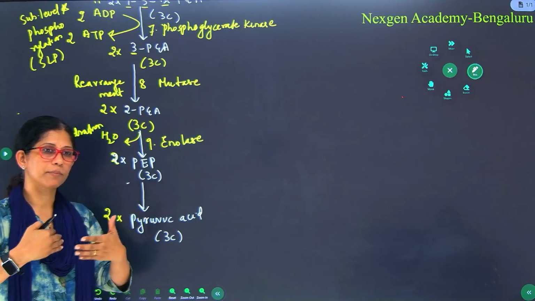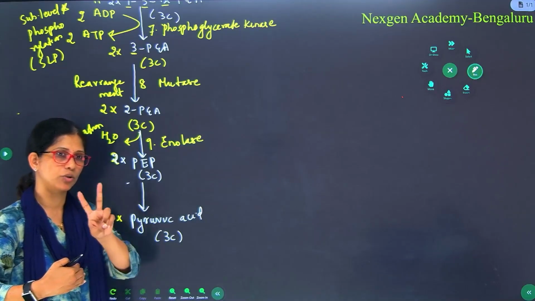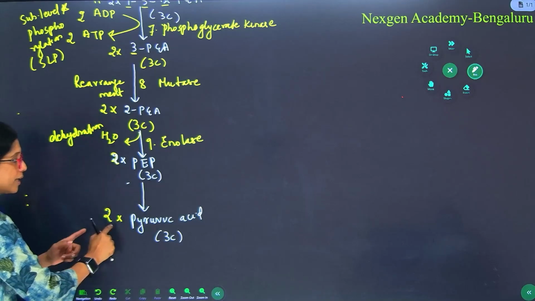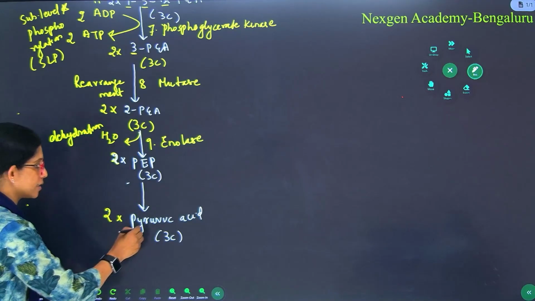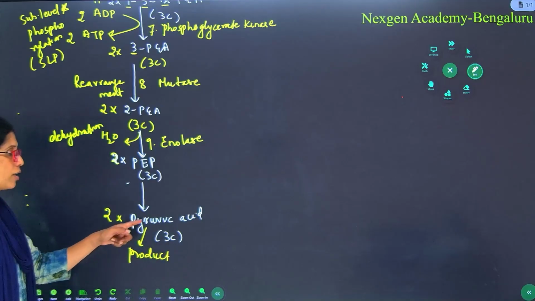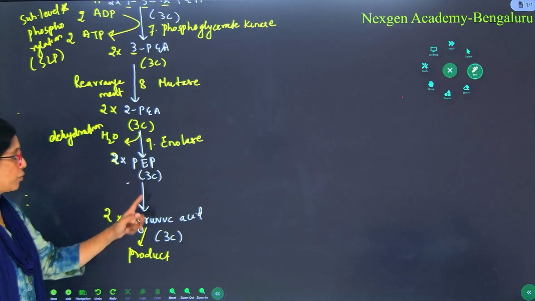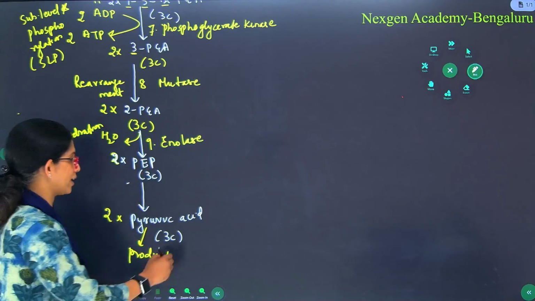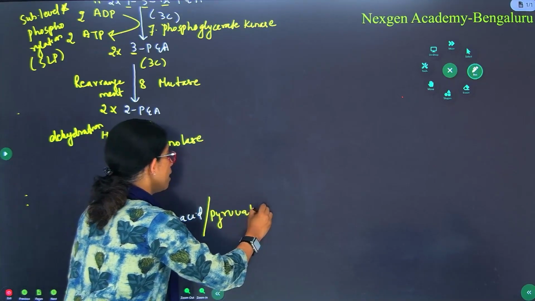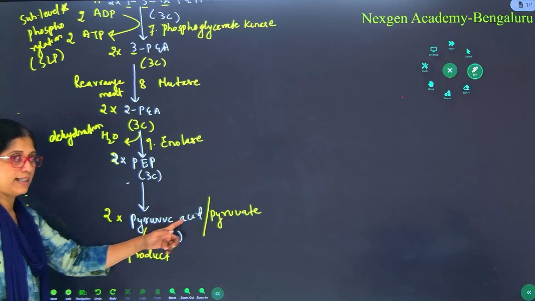So when a 3-carbon molecule is formed from 1 glucose, how many 3-carbon molecules can be formed? 2 molecules of 3-carbon can be formed. That is what this 2 I have written here, right? So 2 molecules of pyruvic acid. What is the product of glycolysis? The product of glycolysis is 2 molecules of pyruvic acid. Remember, sometimes you may also get pyruvate. This is acid and this is base, right?